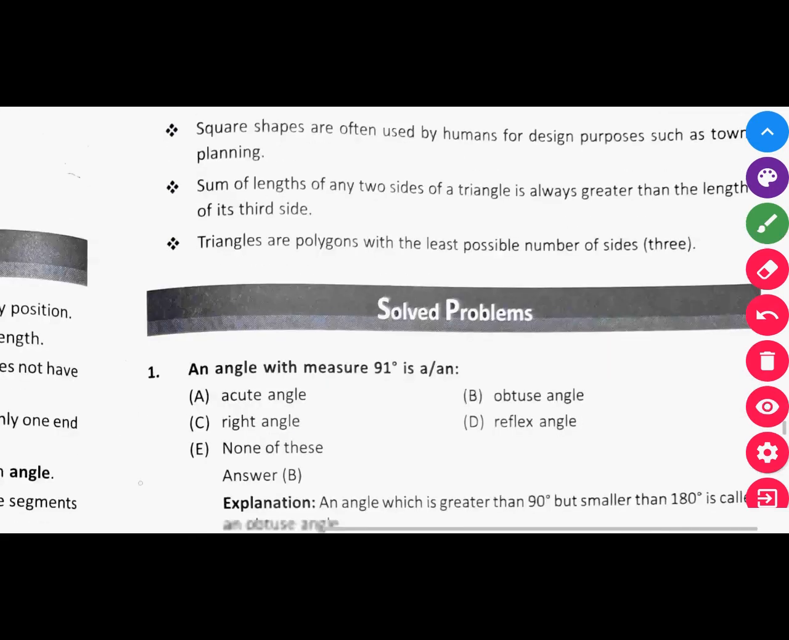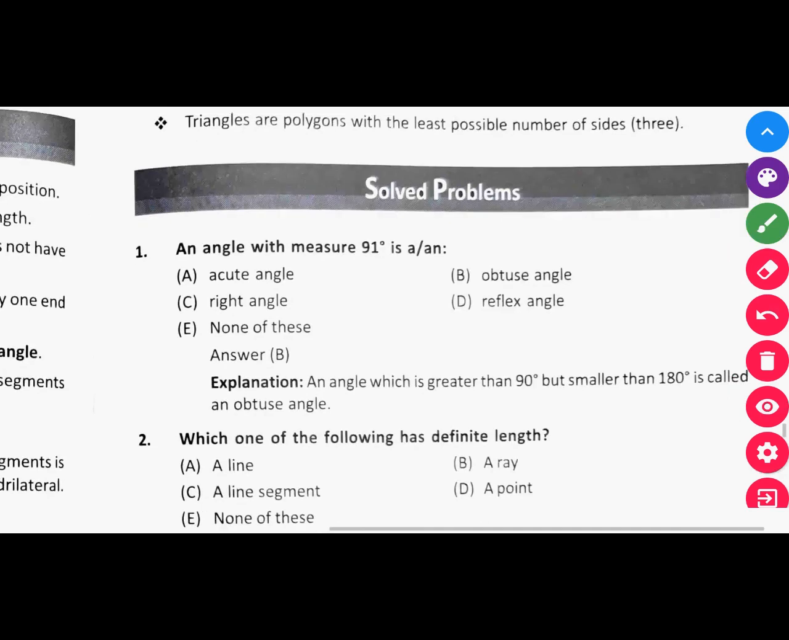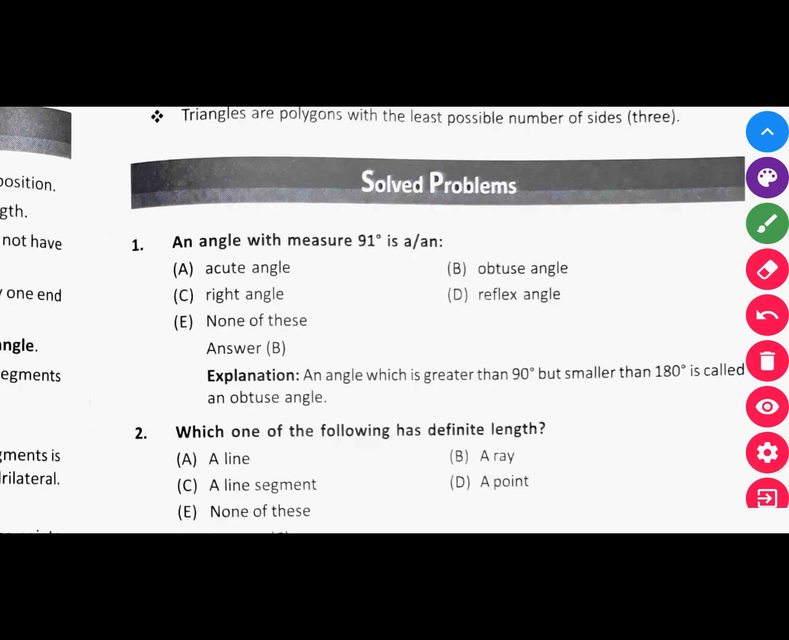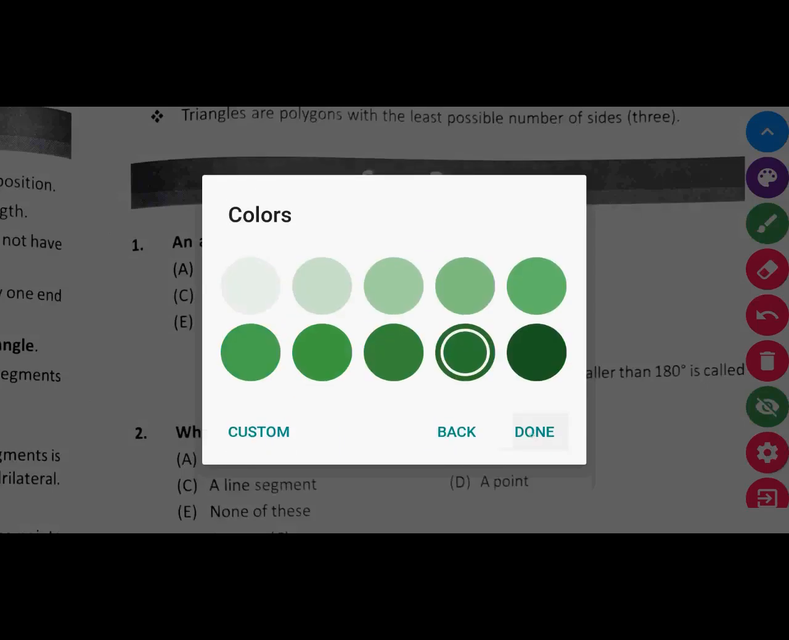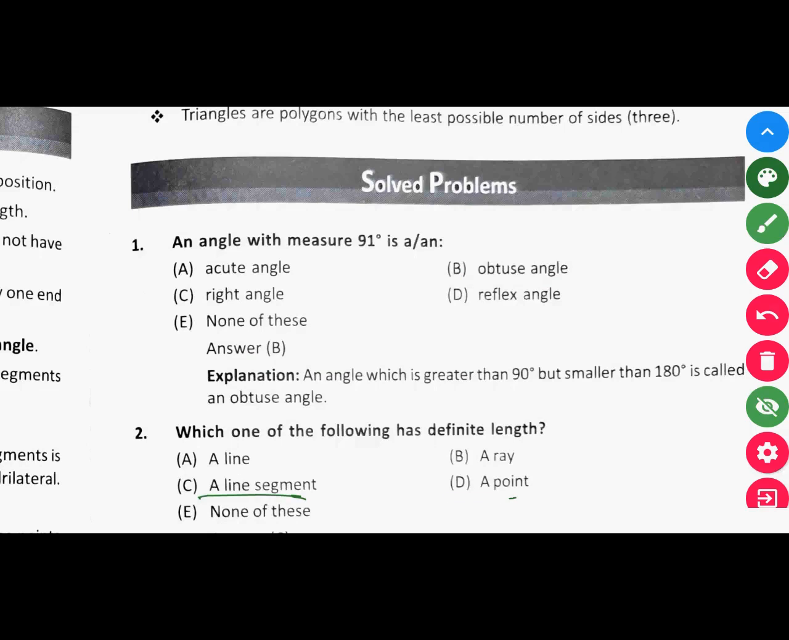Now the next question is, which one of the following has definite length? The given options are line, ray, line segment, point. You know a line can be extended in both directions infinitely. A ray is a unidirectional extension with one fixed point. A point is just a dot. So our answer is line segment because it is the portion of a line between two given points. So our option is option C.